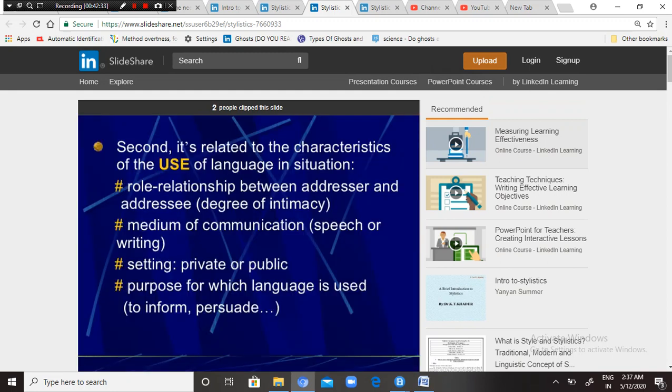Second, it relates to the characterization of uses of language in a situation: the role relationship between addresser and addressee, degree of formality, the medium of communication, speech or writing, setting, private or public, and the purposes for which language is used, to inform or persuade.